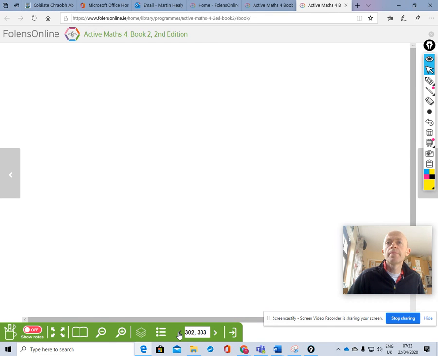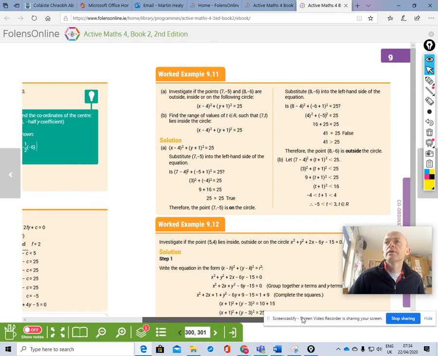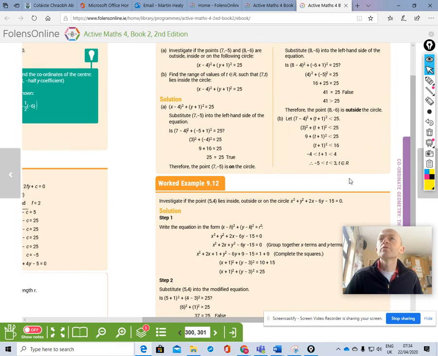Now, there's some examples done here. So the last thing we'll look at here. Investigate whether these points are inside or outside the following circle. So again, you sub in the 7, -5, it's actually on the circle. Sub in 8, -6, you get 41 on the left-hand side, so therefore it's outside the circle. The last one's a bit trickier.